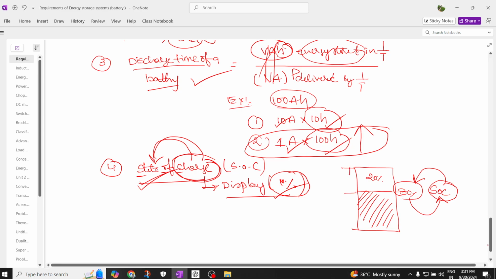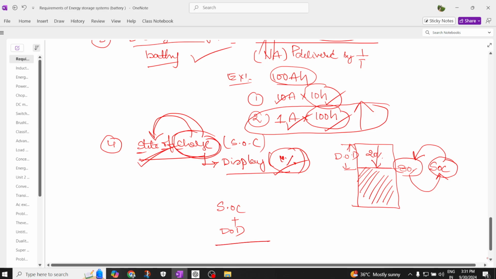we are going to call the depth of discharge, meaning how deep it has been discharged. When you combine the state of charge and the depth of discharge, it will be approximately equal to 100%. The state of charge of this battery is 80% and the depth of discharge is 20%. So 80 plus 20 constitutes the total charge of the battery, which is 100%.